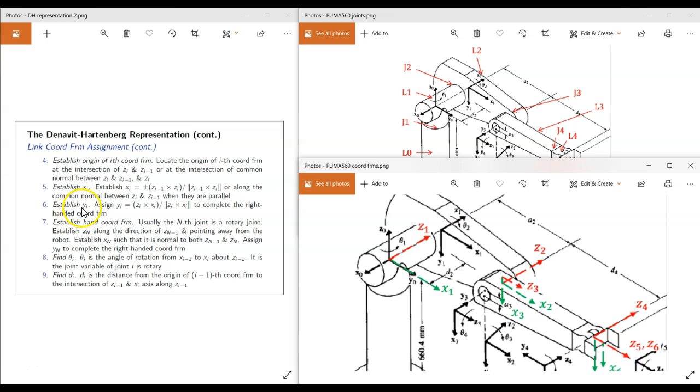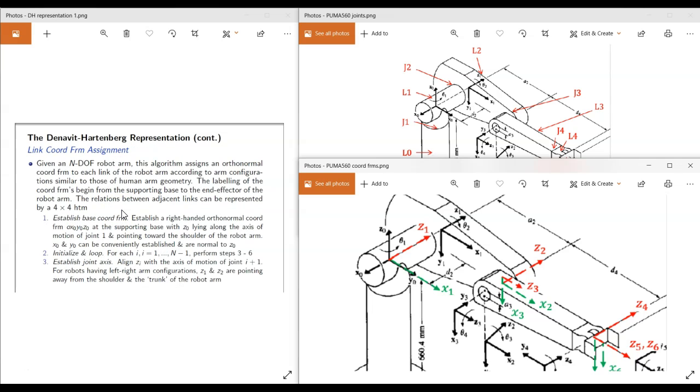Step 6, establish Y. You can choose Y such that it obeys the right hand rule. So if this is X and this is Z, the Y1 should be pointing downwards. Okay, so there we go. That's the coordinate frame 1. So we have done till step 6 for i equals 1. But remember, we have to do it for i equals 2, 3, 4, 5.